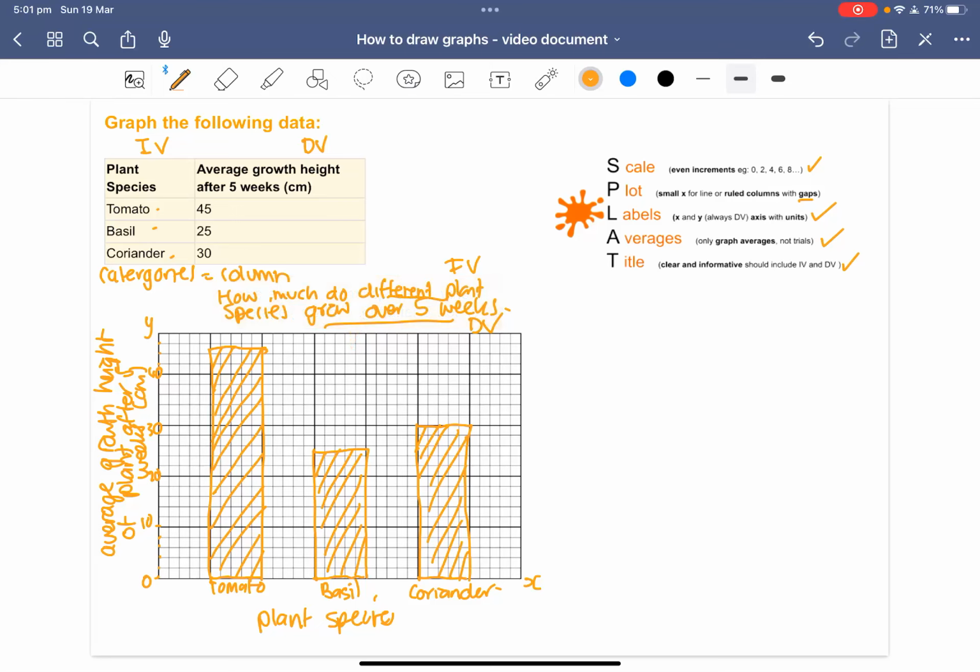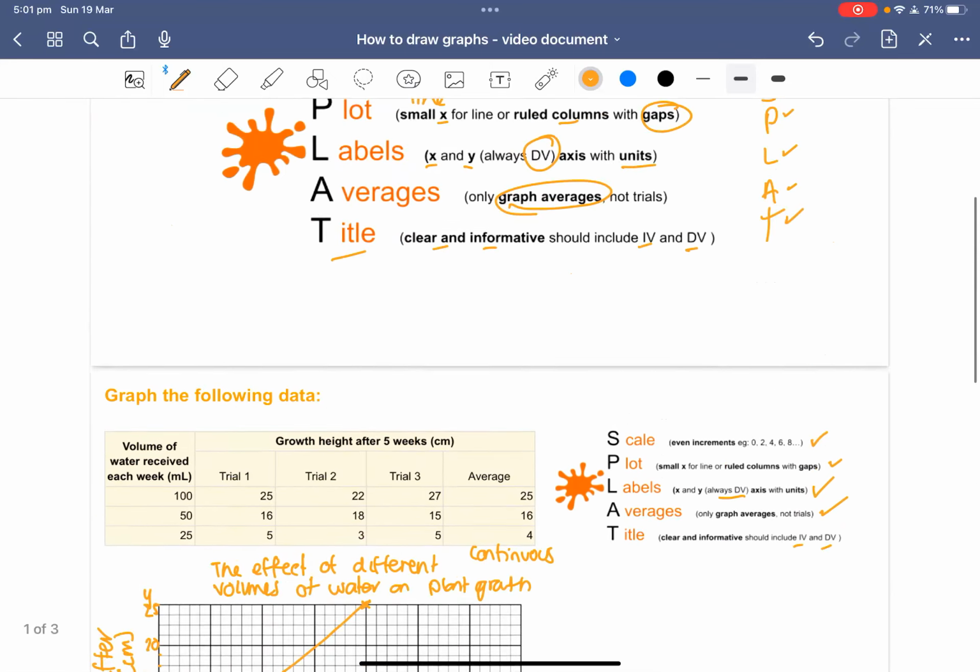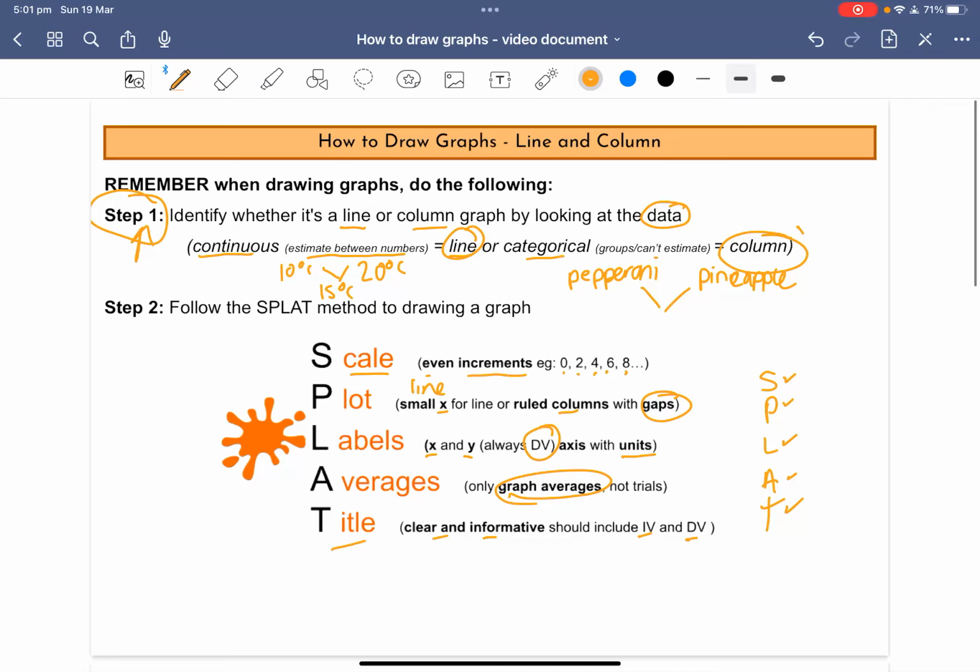So there we go. That's a basic rundown of how we can draw some graphs in science, line and column graphs. Remembering to first identify the type of data that we have and then following the splat method. So having a scale, plotting my data, having those labels on each axis, making sure I'm only using the averages and having a title. All right, guys, have a go at drawing some graphs yourselves. Best of luck.